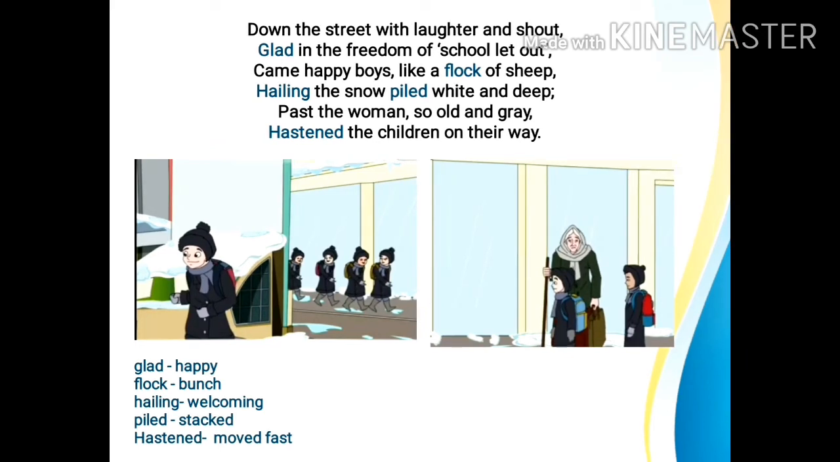In this stanza, the poetess describes that the old woman was standing on the side of the road, waiting for someone to help her to cross the road with all the eager eye. But no one took notice of this old woman. She was standing helpless. And at that time, the school nearby was let out, and the boys rushed out of the school like a flock of sheep. They were very happy because the school was over, and seeing the heap of snow, the boys started to shout happily and merrily. They welcomed the snowfall, and they went ahead of the old woman very quickly without even taking notice of her standing on the side of the road.